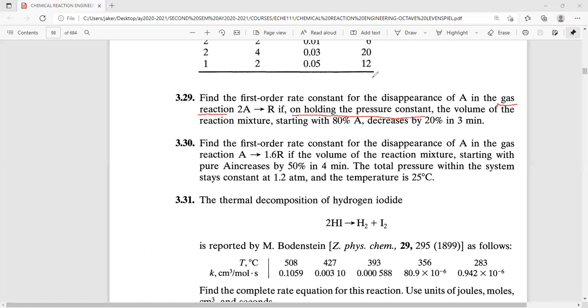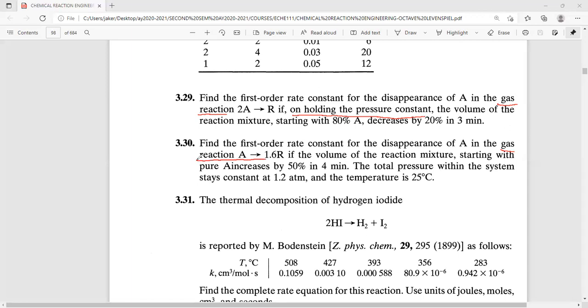Okay, so I will clear my markings here. That's it. I hope you can follow in that discussion. You're also taking pictures from your end of the problem. That way you will understand why I have written the given information as I have written it. Okay, so we're going to process 3.29, and 3.30 says find the first order rate constant for the disappearance of A in a gas reaction again.